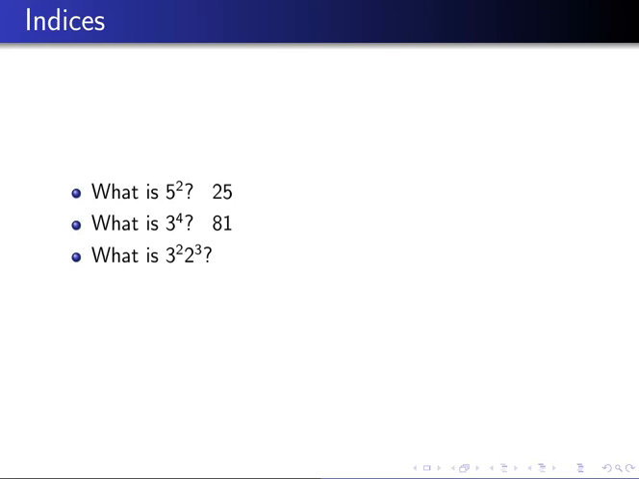What is 3 squared times 2 cubed? Well, 3 squared is 9, 2 cubed is 8, so 9 times 8 is 72.